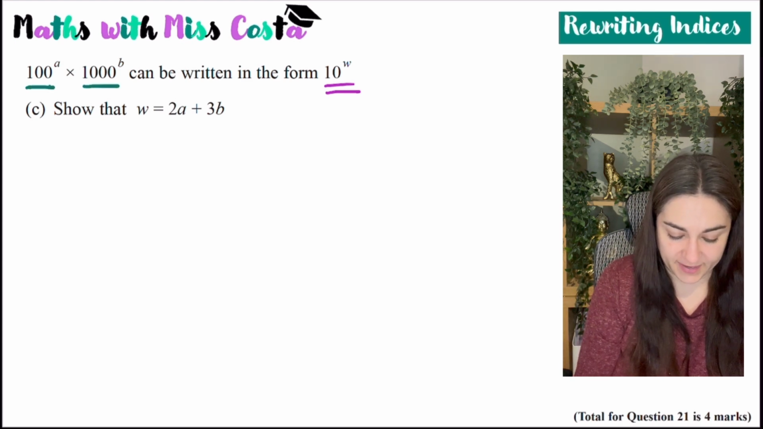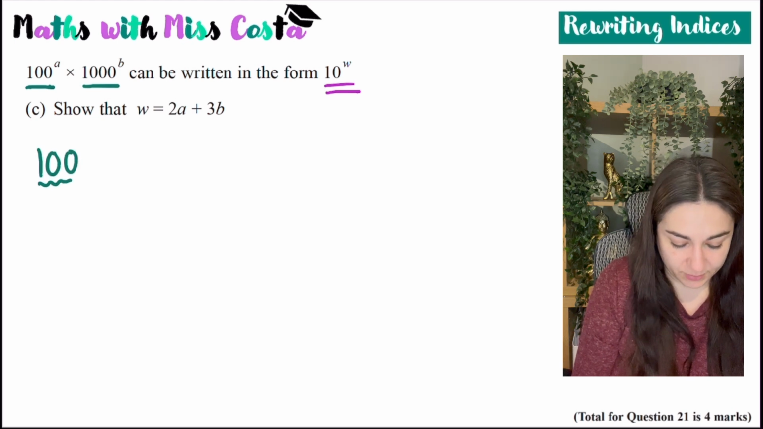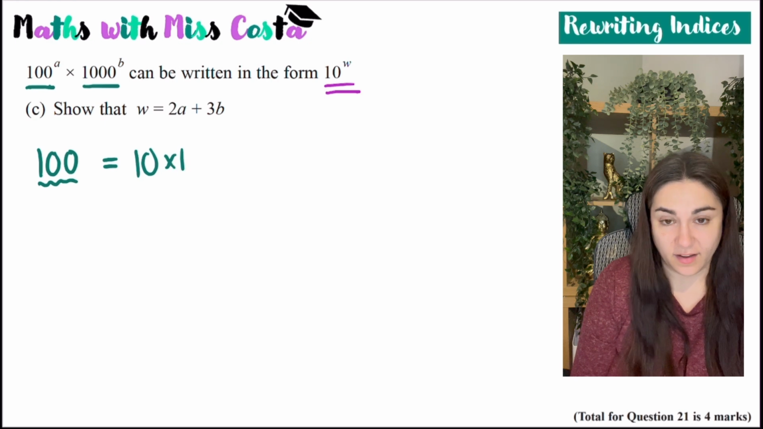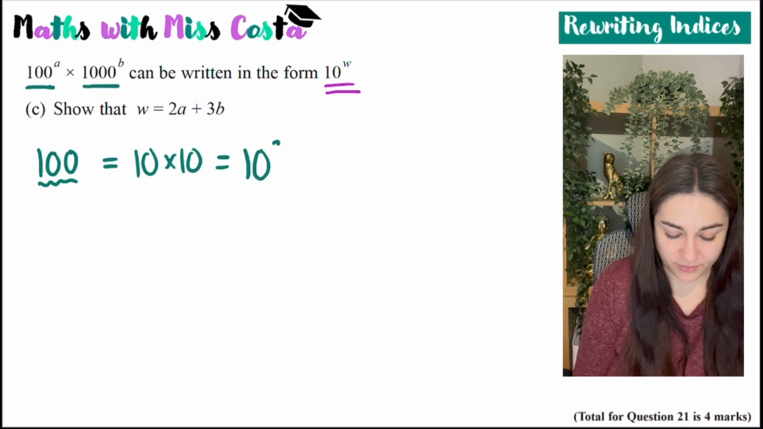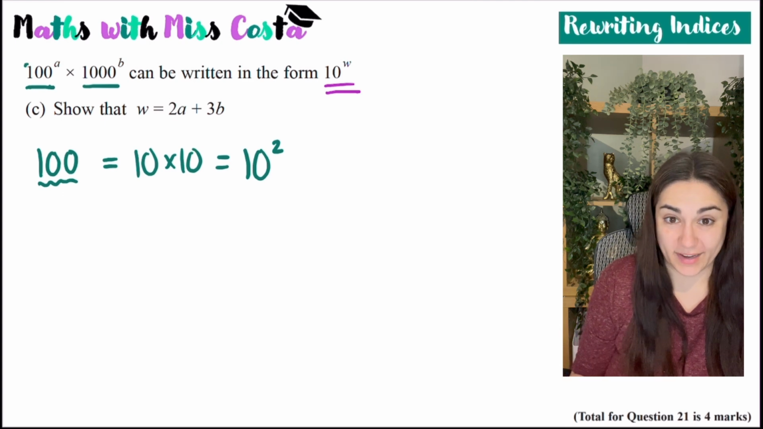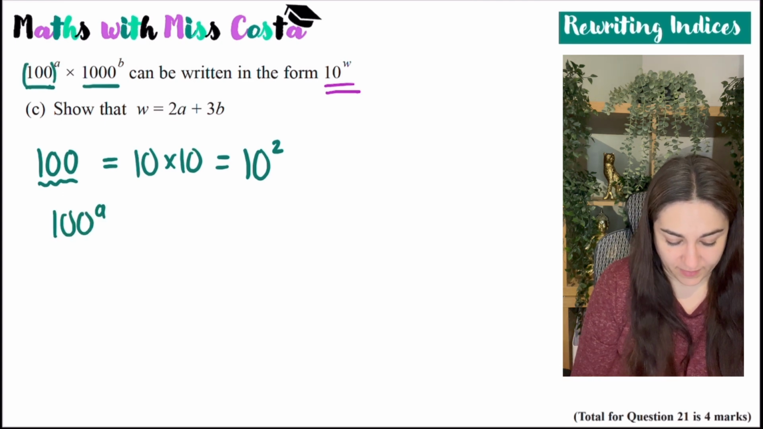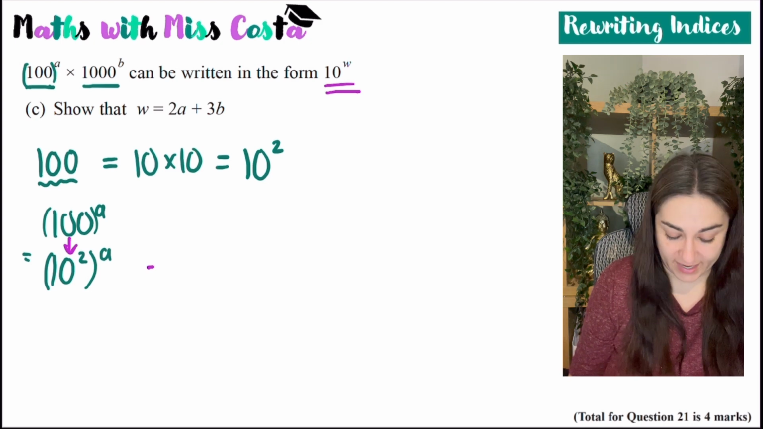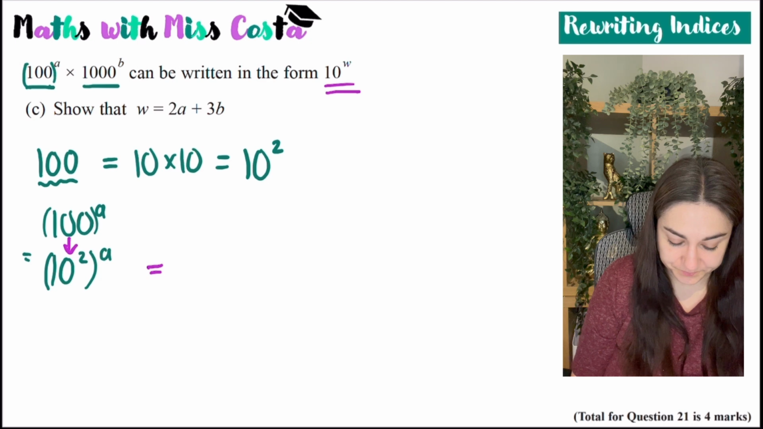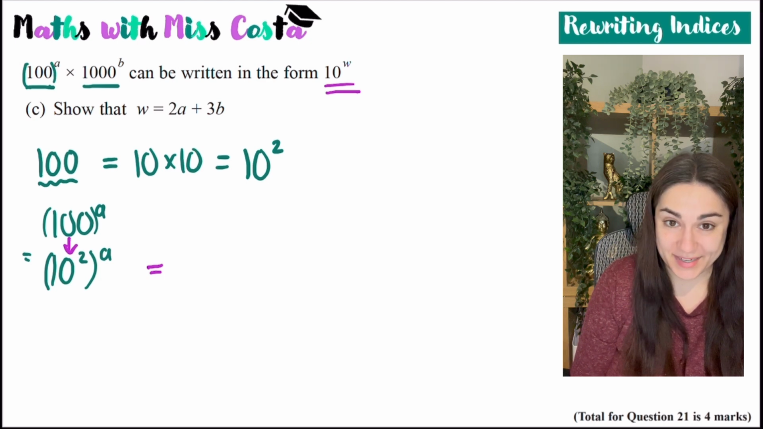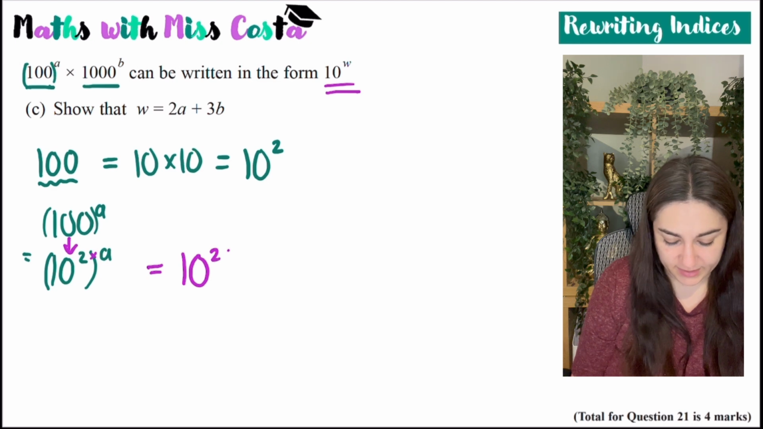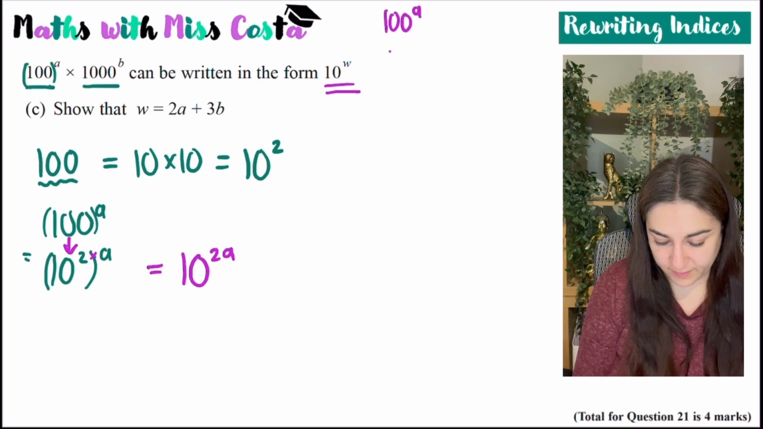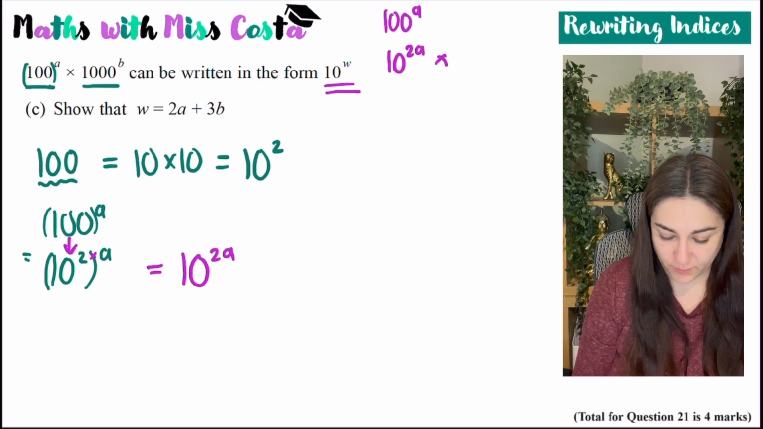We want to write this and this in the form 10 to the power of something. So how could I write 100 in terms of 10? I know that 10 times 10 makes 100, and to write that in index form would be 10 squared. So 100 to the power of a is the same as saying 10 squared to the power of a. All I've done is I've rewritten 100 as a power of 10. And using the laws of indices, what do I do when indices are in brackets? I multiply them. So that would become 10 to the power of 2a. So all I've done is I've rewritten 100 to the power of a as 10 to the power of 2a.